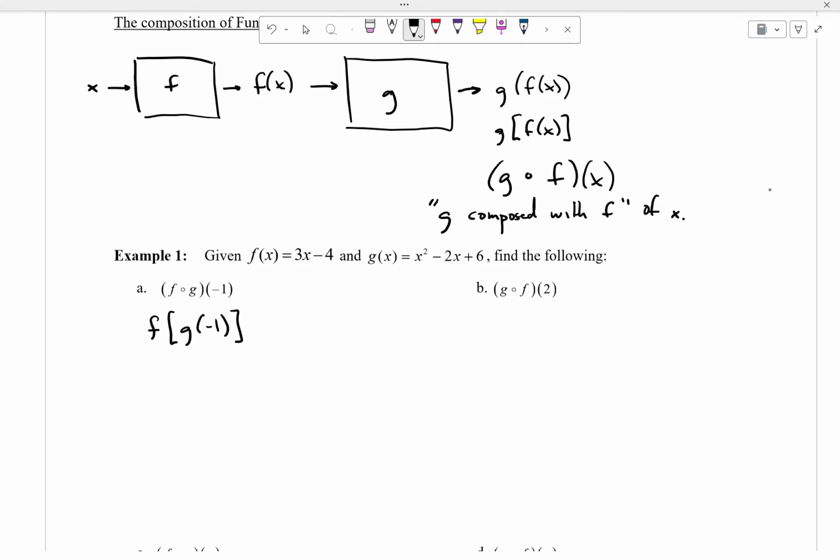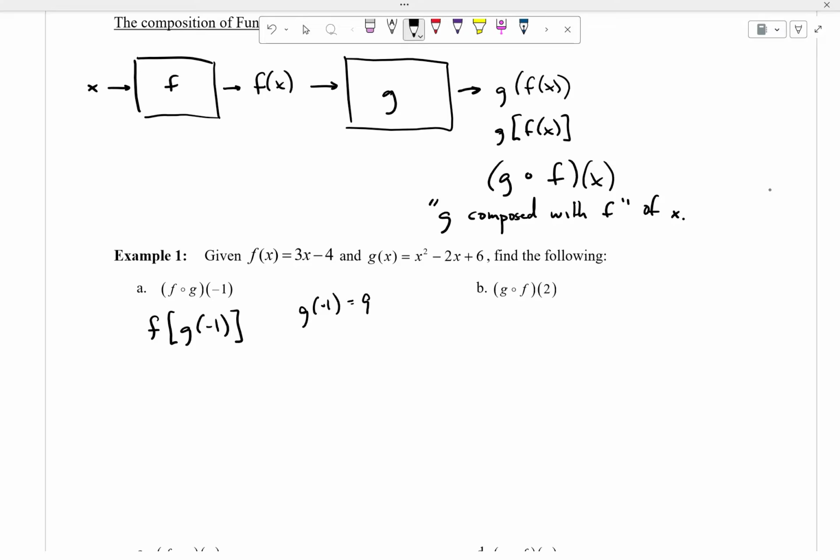Who'd like to talk us through this one? Charlotte. Okay, so you found g of -1, and what did that equal? Do we agree? It is 9. Why did you start with g?